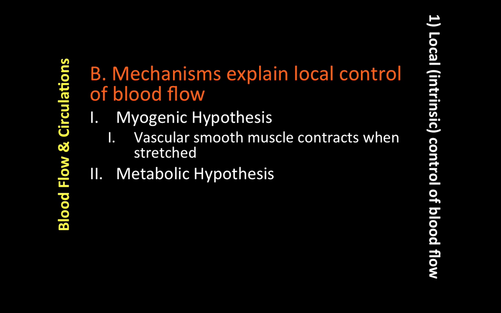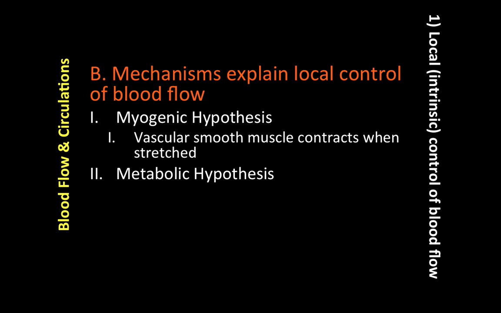Without vasoconstriction, blood flow would increase as a result of increased pressure. So this is the myogenic hypothesis. Again, it explains only autoregulation, but does not explain the active or reactive hyperemia, which we talked about in point 1.